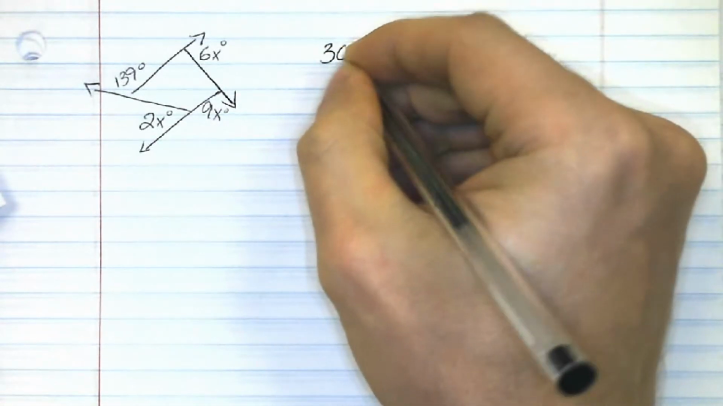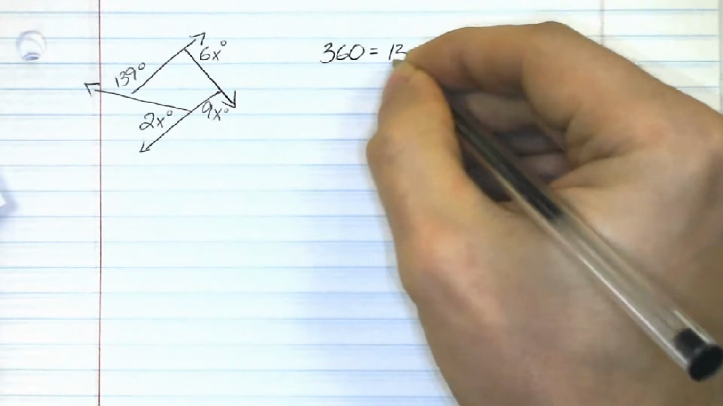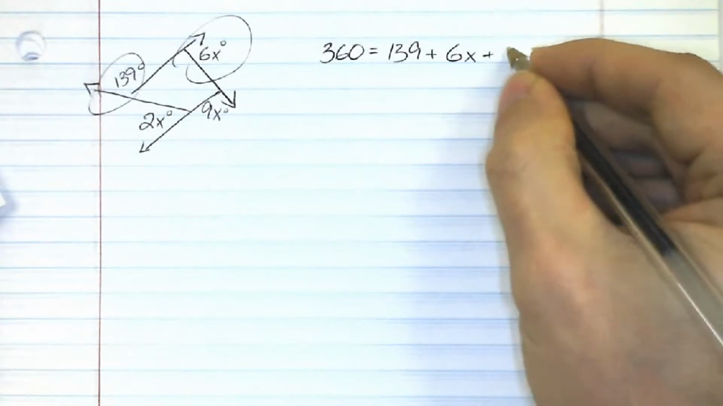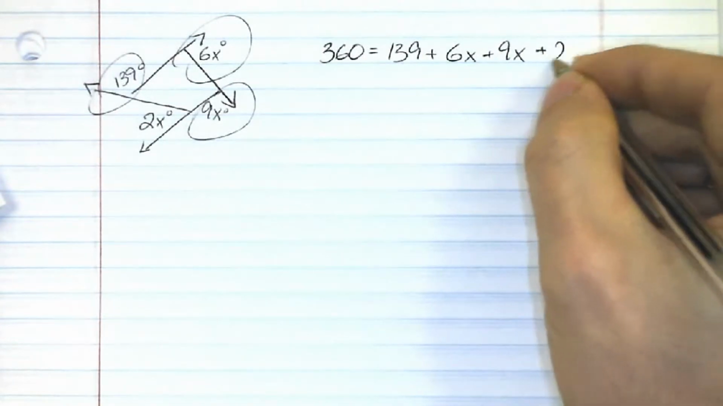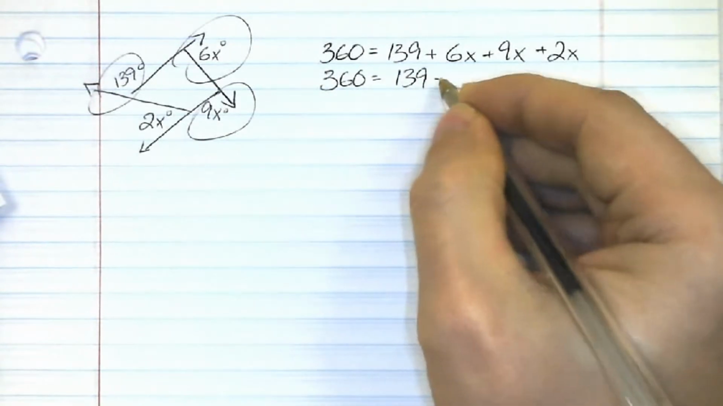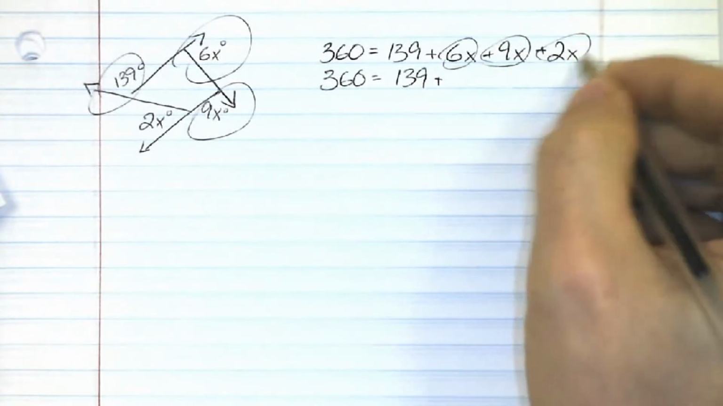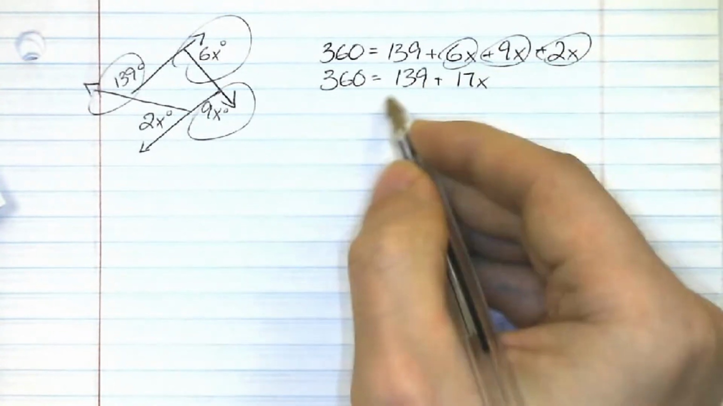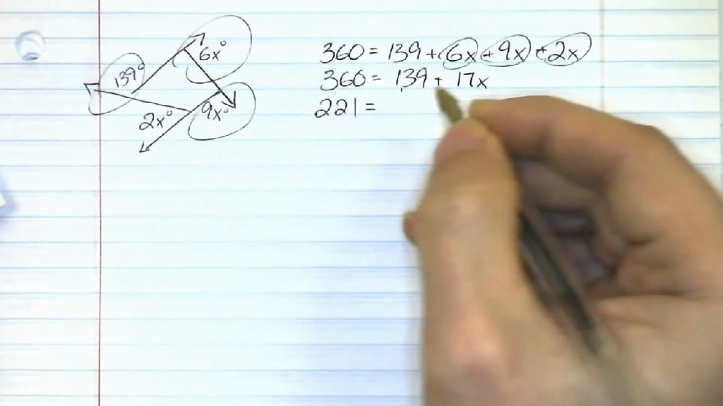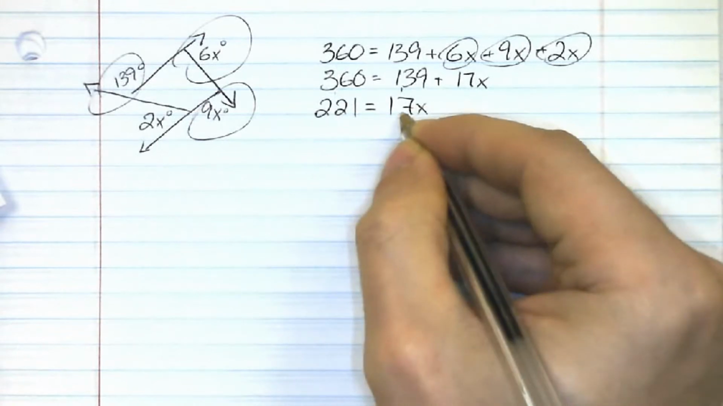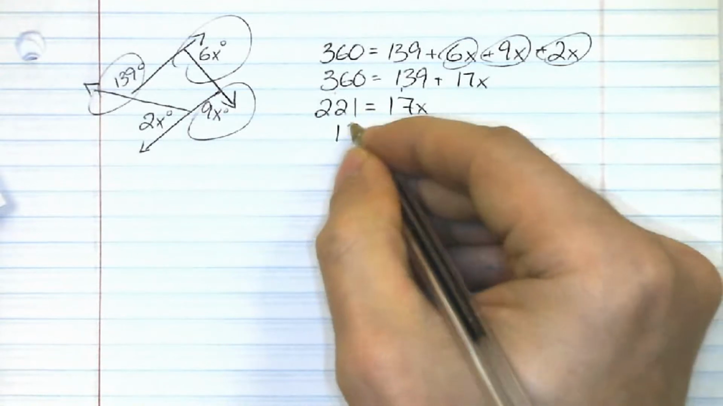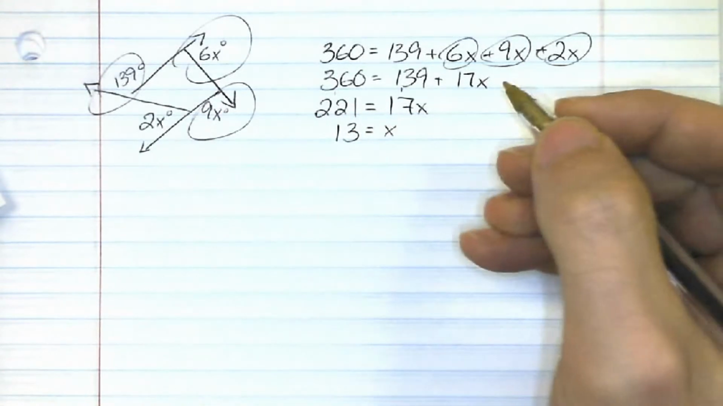So we've got 360 equals 139 from this first one, plus 6x's from here, plus 9x's, plus 2x's. When we simplify this by combining like terms, we get 139 plus 6x and 9x, that's 15, plus 2 more, that's 17 x's. Now I'm going to take away 139 from both sides. When I do that, I get 221 here. On this side, I have 17 x's. Divide both sides by that coefficient, by the 17, and 17 goes in here 13 times. So I have 13 equaling x.